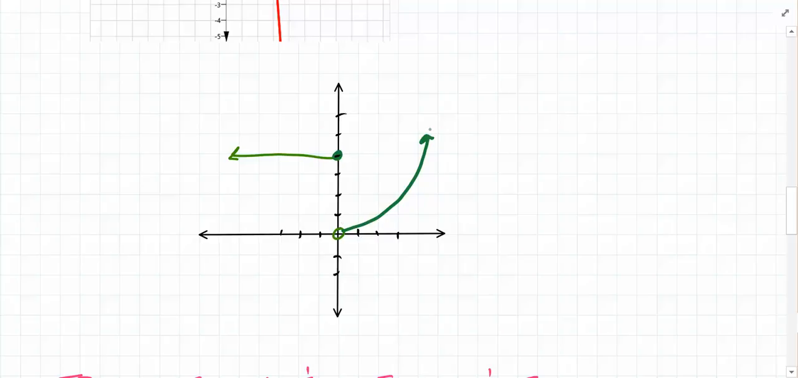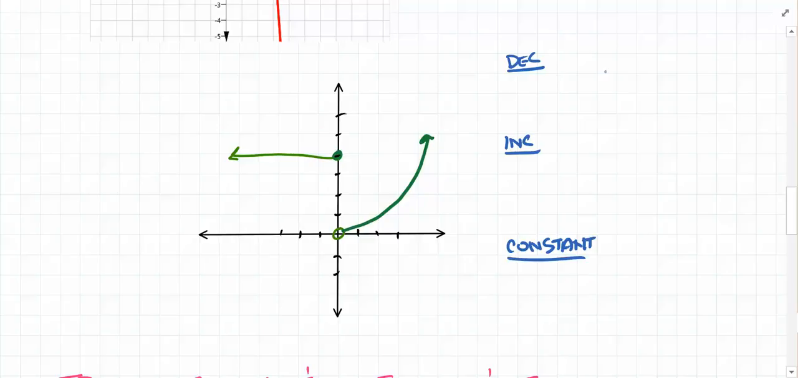So, same exact task. I'm going to ask you, where is this thing decreasing? Where is this thing increasing? Where is this thing constant? Okay? That's what I'm going to ask you for that one. See if you can figure it out or just talk about it with the person right next to you.